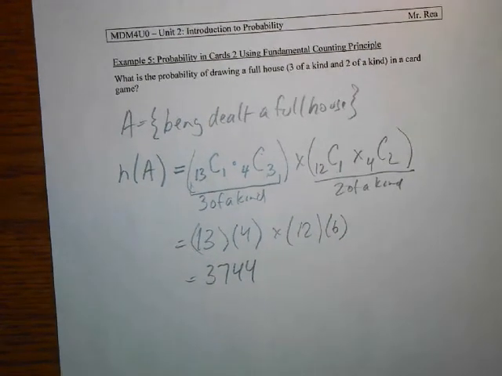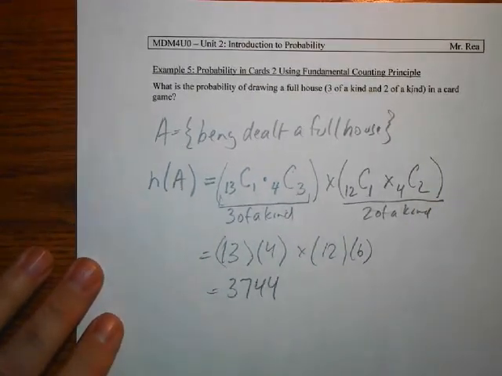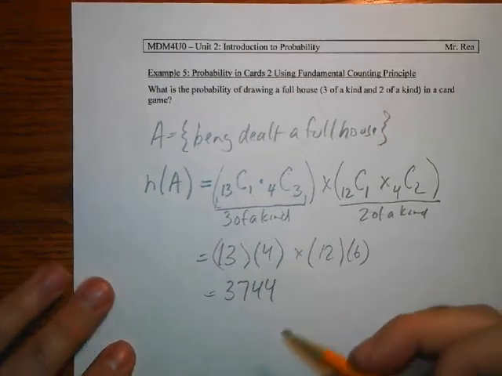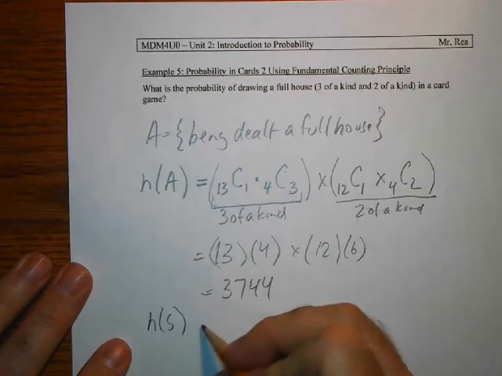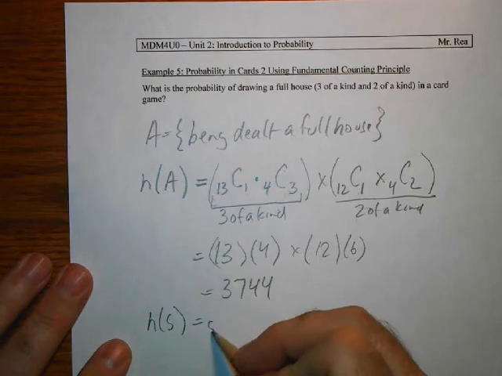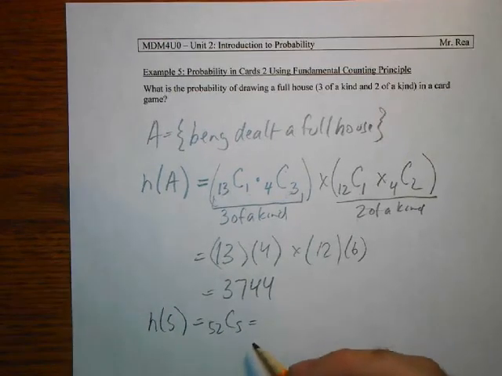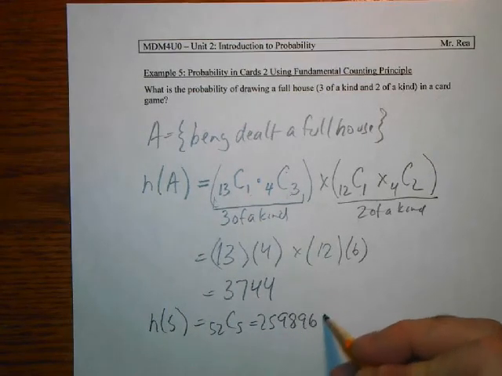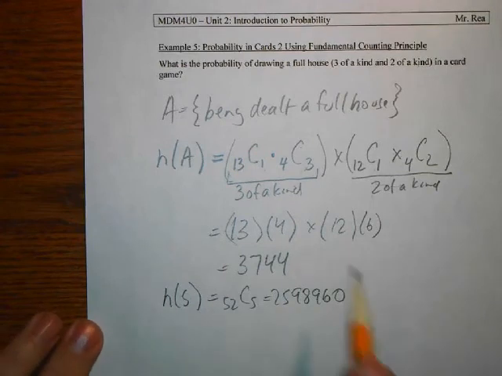So that tells me there's 3,744 different full houses that you could be dealt. That's a lot. Okay, now I want to get how many hands could I be dealt? Well, I already know that from the previous question. 52 choose 5, that's 2,598,960. See, we used that twice already, so I told you it was a very commonly used number.